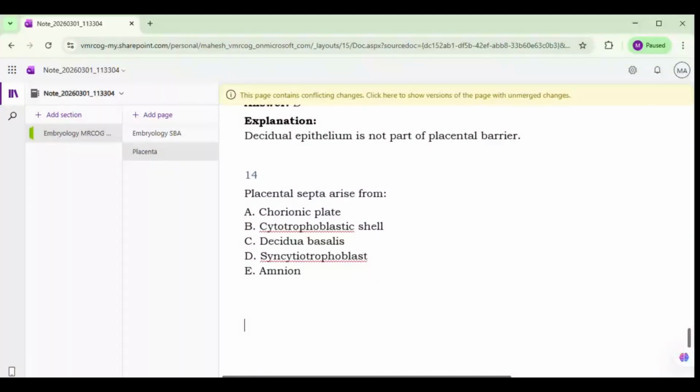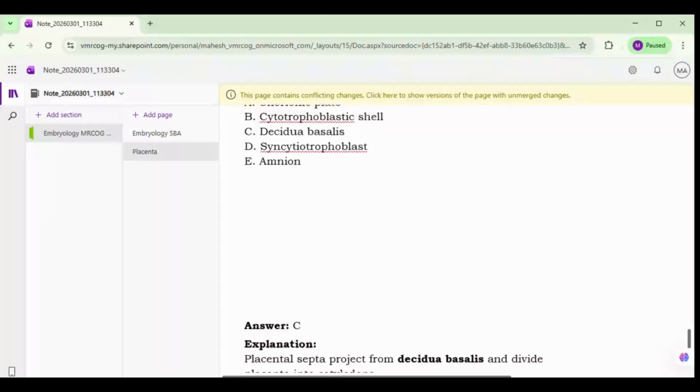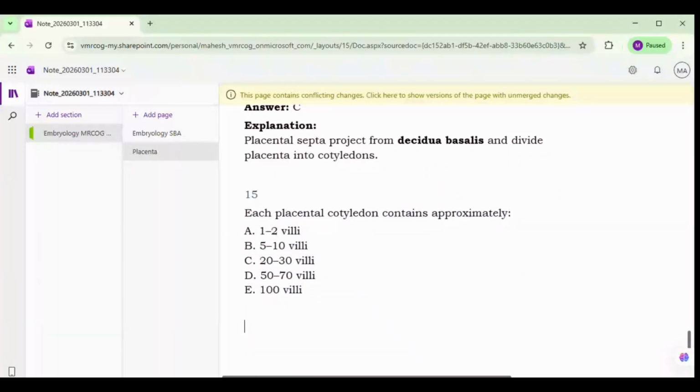Next. Placental septa arise from chorionic plate, cytotrophoblastic cell, decidua basalis, syncytial trophoblast, or amnion? Decidua basalis. Placental septa project from decidua basalis and divide the placenta into cotyledons. These are the septa. Next.